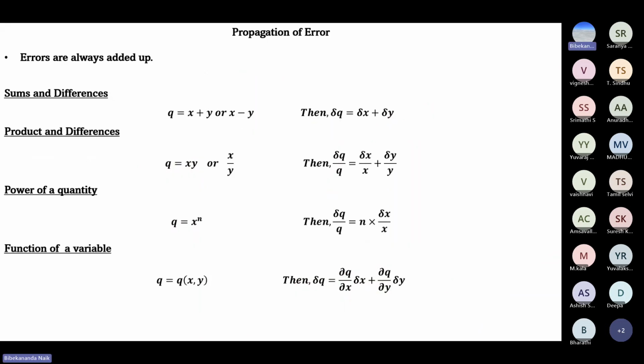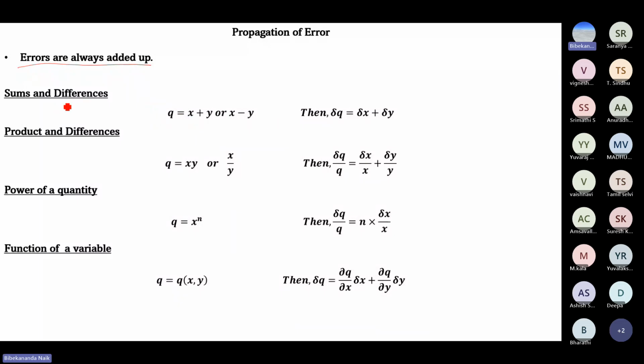Now talking about propagation of errors. Since errors are uncertainties, they are always added up. If one measurement is uncertain and another measurement is uncertain, whether they have more uncertainty or less uncertainty, they are added up, because each measurement has uncertainties. So errors are always added up. In your lectures you have also derived all these; you must have seen how these are derived.